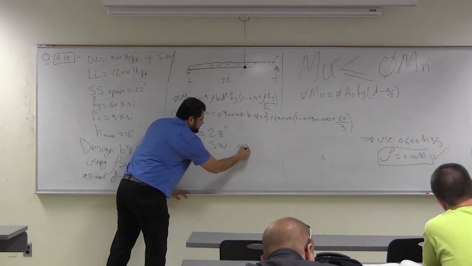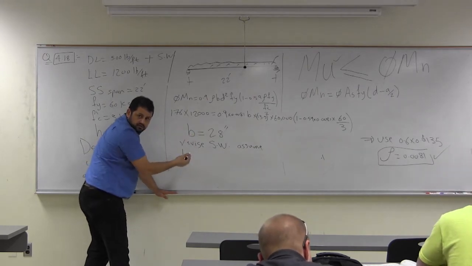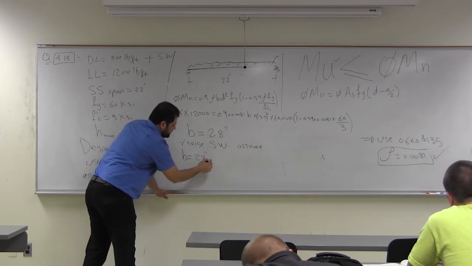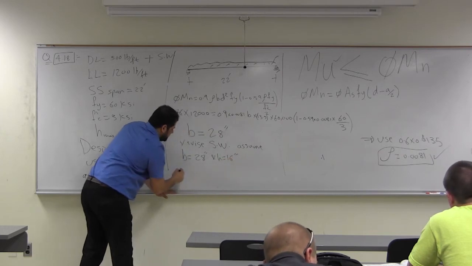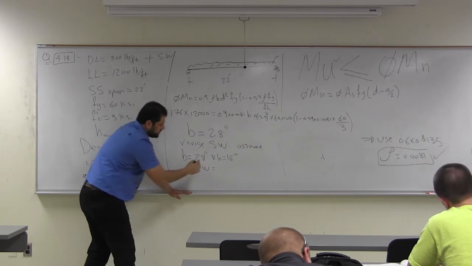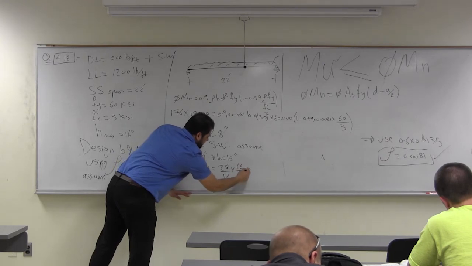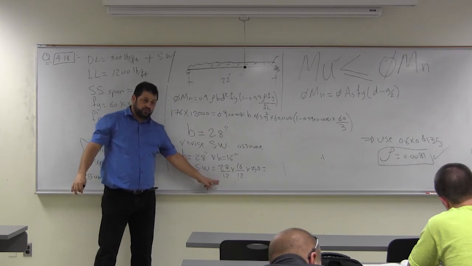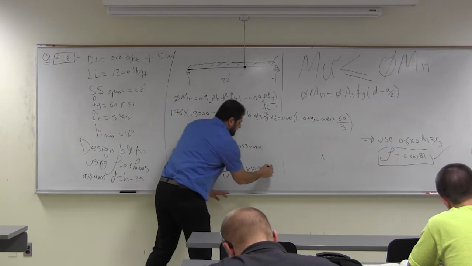Assume B equal, whatever you want to go with, 30 now, or 28. Assume B equal 28 inch and H equals 16 inch. This will give you self weight equal, you know how we do it, guys: 28 over 12 times 16 over 12 times 150 pound per cubic foot. We change the 28 to foot. How much you get? 467.